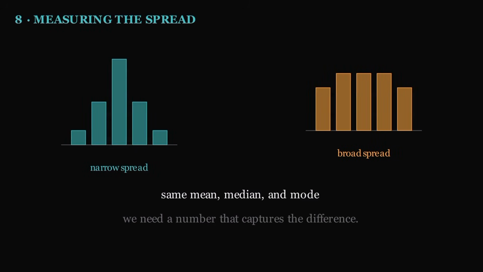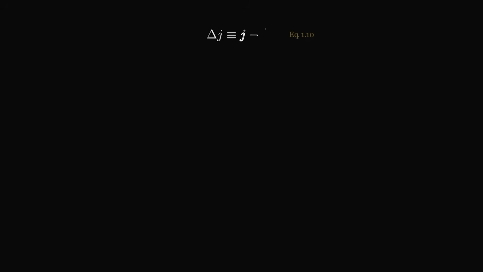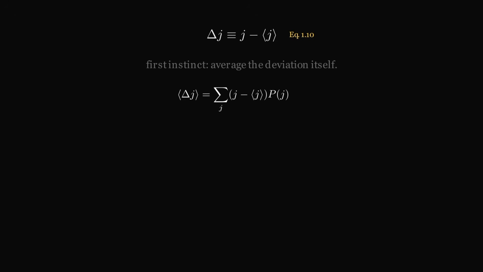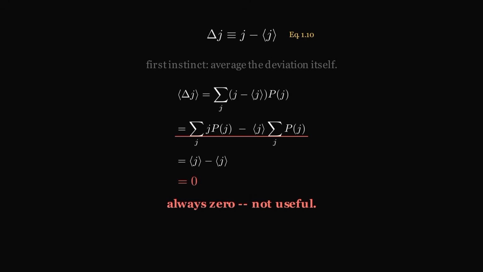The natural first guess is to look at how far each value deviates from the average. Define delta j as j minus the average of j, and then just average the deviation. Let's try it. Average of j minus average of j equals 0. Always exactly 0, no matter what the distribution looks like. Completely useless as a measure of spread.